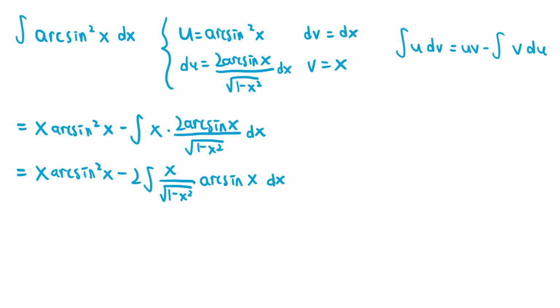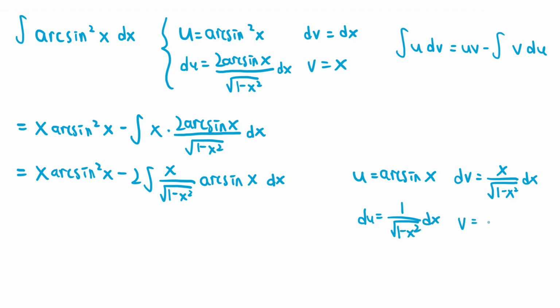If we look at the integrand, we can let u equal arcsin of x and dv equal x over the square root of 1 minus x squared dx. So this means du equals 1 over the square root of 1 minus x squared dx, and v equals negative square root of 1 minus x squared. And I'll just say that the integral of x over the square root of 1 minus x squared is just negative square root of 1 minus x squared, and I'll show you very quickly.